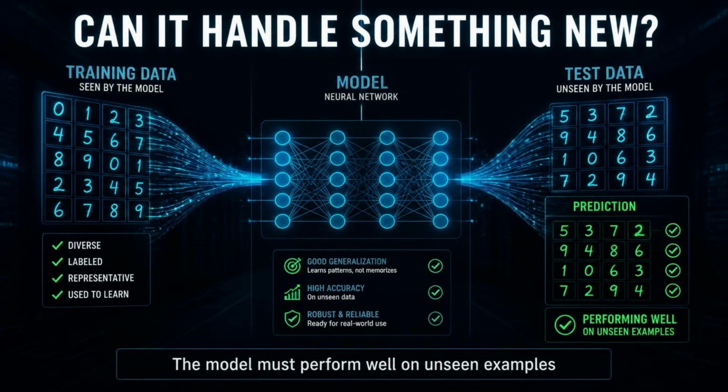If a model performs well on both, that's a much stronger sign that it has learned useful patterns. If it performs perfectly on training data but poorly on new data, we have a problem. The model may have learned the training examples too closely instead of learning patterns that generalize.